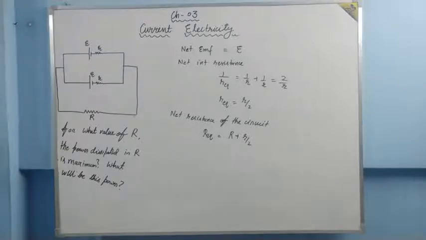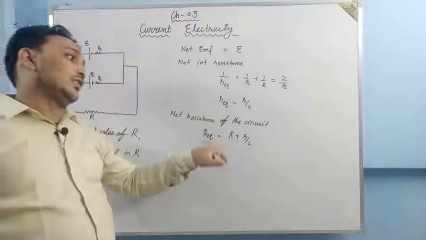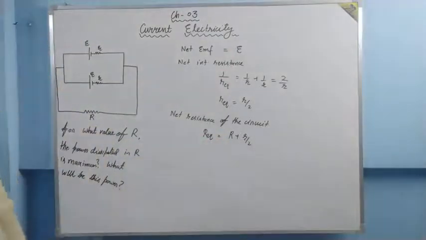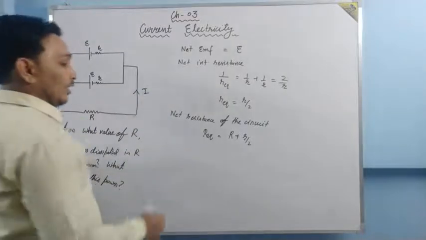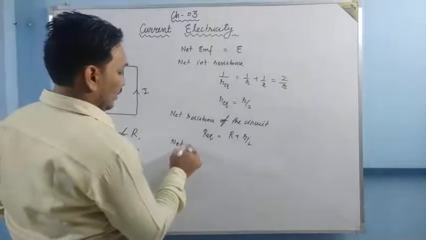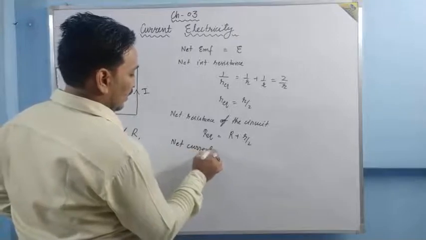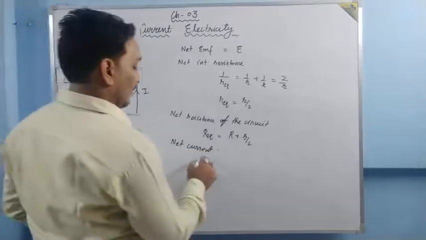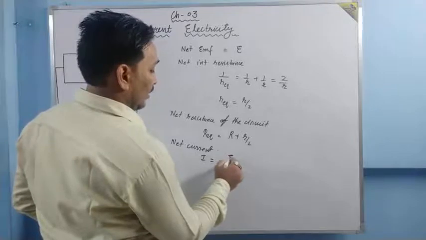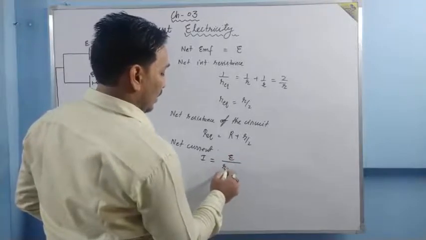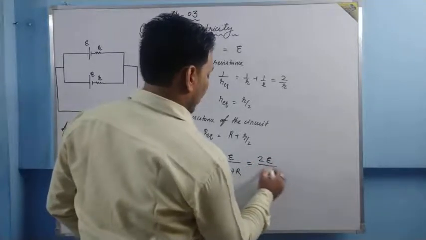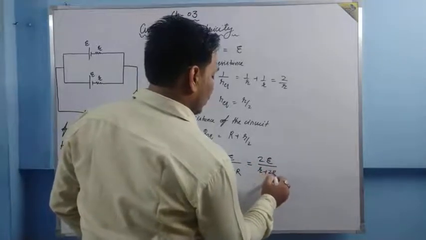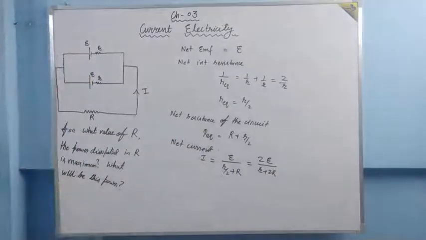Now we have net EMF. We have net resistance. Then we can find the current. Suppose the current flowing through the circuit is capital I. Net current will be I is equal to net EMF E upon r by 2 plus capital R, or it can be written as 2E upon small r plus 2R. This is the value of net current, right? Current flowing through the circuit.